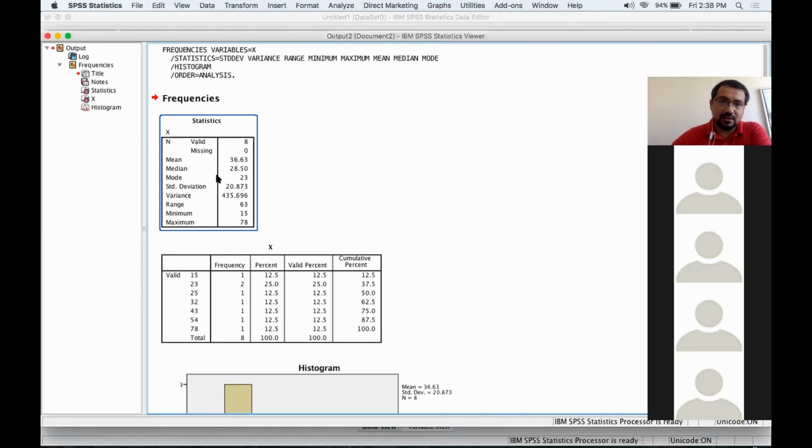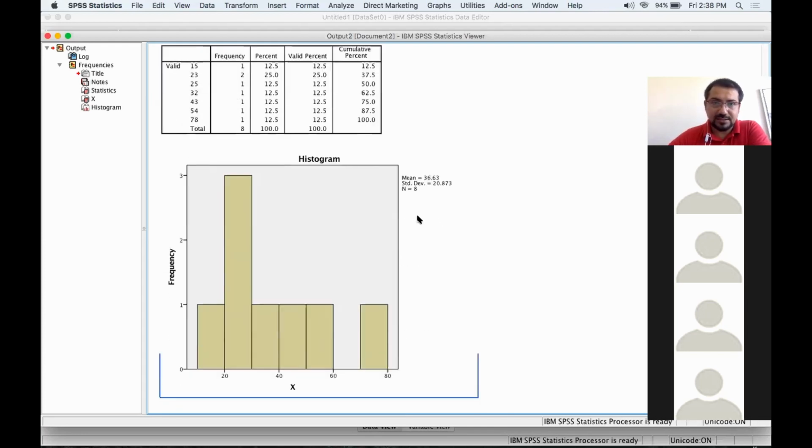You get my point? Now look, I told you missing 0. How many observations? 8. What is the mean? 36. Median 28. Mode 23. Standard deviation is 20 points. So mean and standard deviation are very far from each other. Variance is 435. Range is 63, highest minus lowest. Minimum is actually 15, maximum is 78.